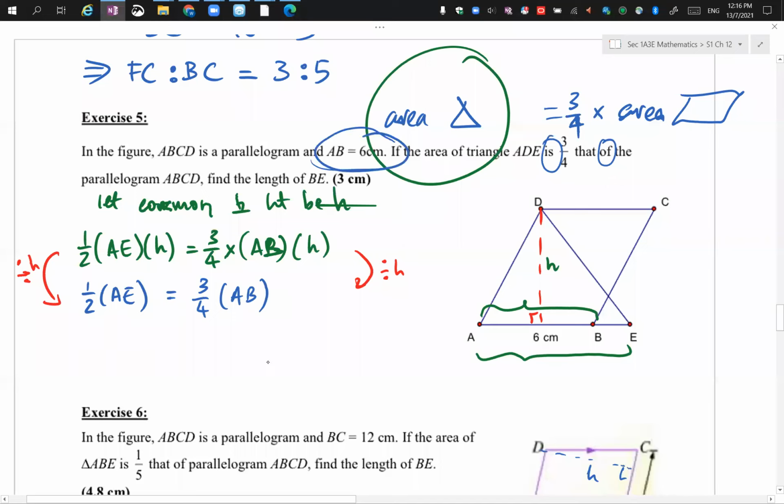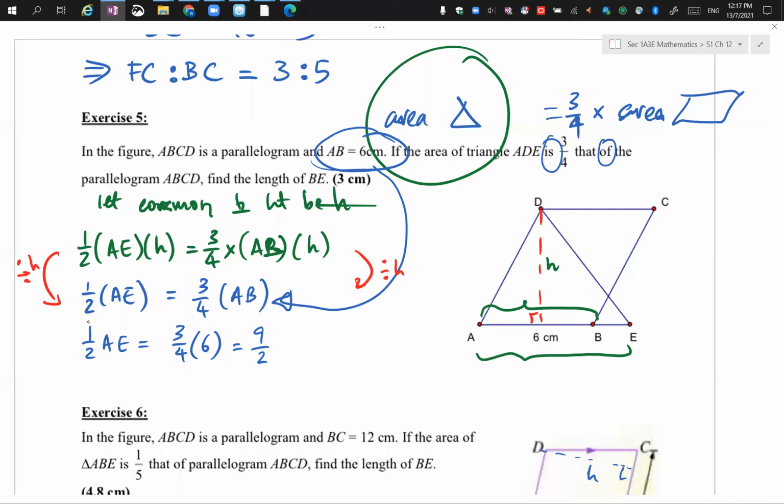You're saying you don't want to do with fractions. Okay, can. Yeah, it's the same actually. So the next step will be to get rid of this annoying half, which is to multiply by 2. AE will now be 9 cm. But is that what the question wants? No. They wanted BE only, this tiny portion. But I instead found AE. AE is 9 cm. Okay, so can you find BE by yourself? 9 minus 6, and we get 3 cm.